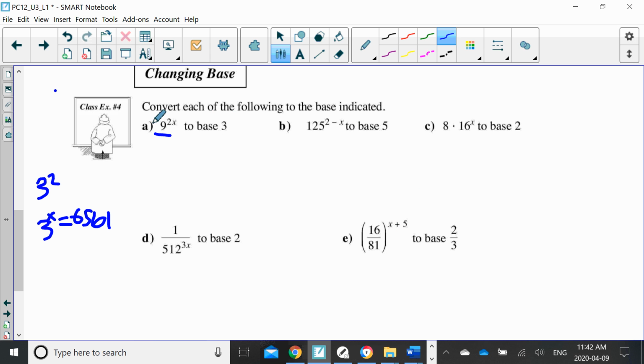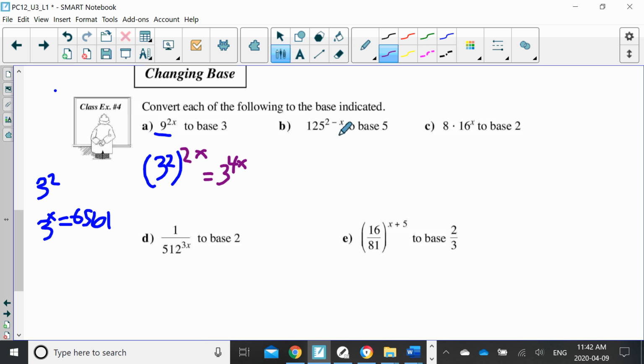Okay, so then I could rewrite this. 9 is the same thing as 3 squared, and then that is to the power of 2x. This is a power to a power, so you would multiply the 2 times 2x, and you would get 3 to the power of 4x.